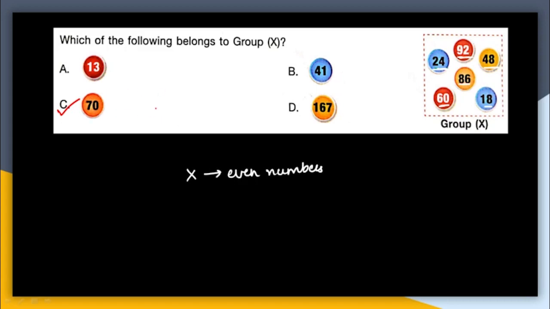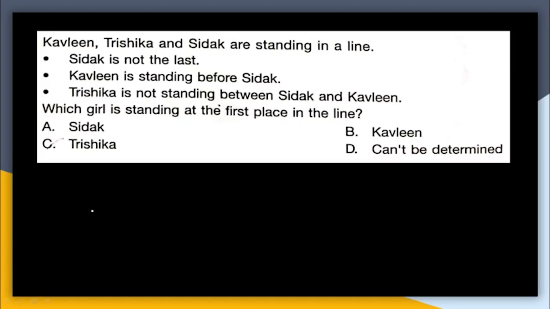Next question. Let us first write down the information that is given to us and then we will find out the answer. There are three people here who are standing in a line. Let us assume that they are standing like this, facing upwards. This is the first person in the line, this is the second person and this is the third person. It is given that Siddhak is not last. So Siddhak cannot come in the third place. That means Siddhak has to be either in the first place or in the second place.